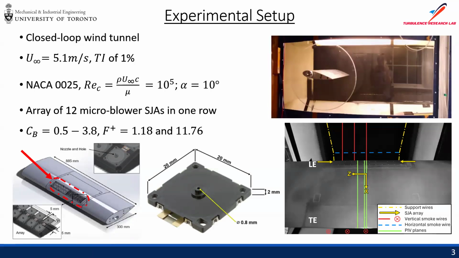For the experiments we're presenting, we cover a range of blowing ratio from 0.5 to 3.8, and at two forcing frequencies, F plus of 1.1 and 11. This translates to 20 and 200 hertz. On the lower right, we have a rectangular box that highlights where the SJAs are embedded, pretty close to the leading edge, LE.